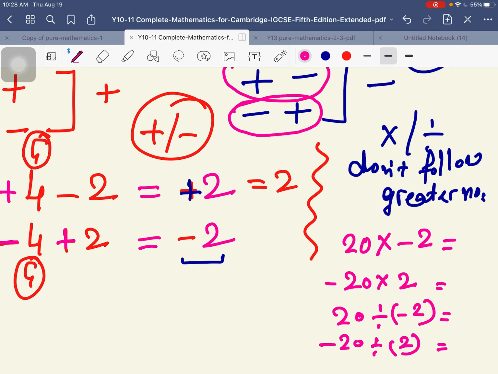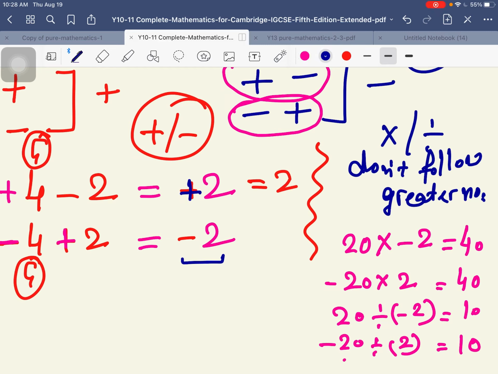20 times 2 is 40 only, right? 20 times 2 is 40. Ignore the sign first. 20 divided by 2 is 10. So I just ignore the signs, negative, positive, and just divide and multiply. 20 times 2 is 40. 20 divided by 2 is 10.